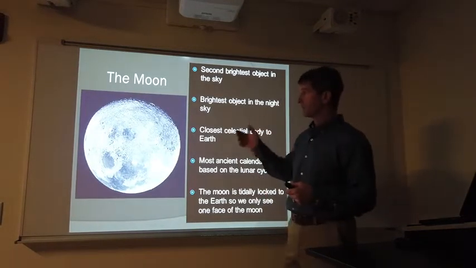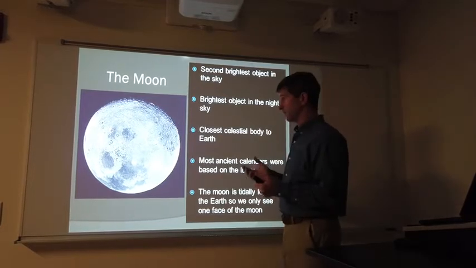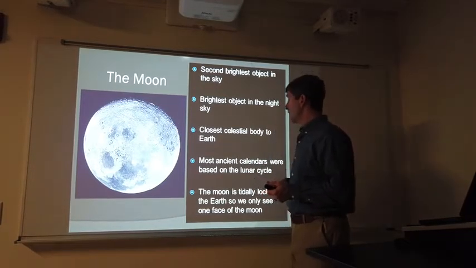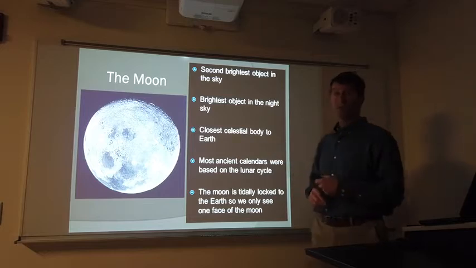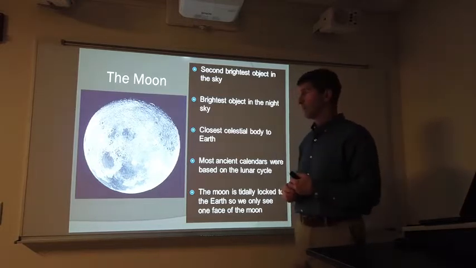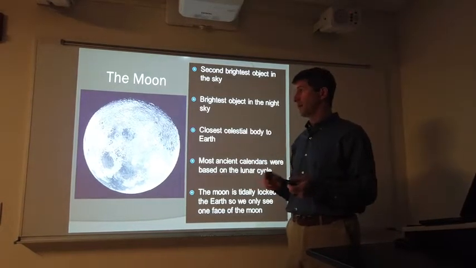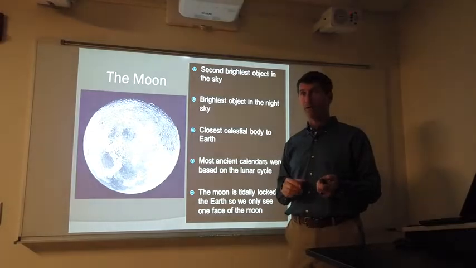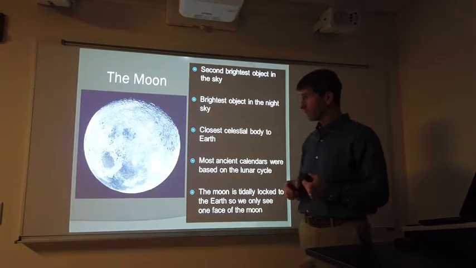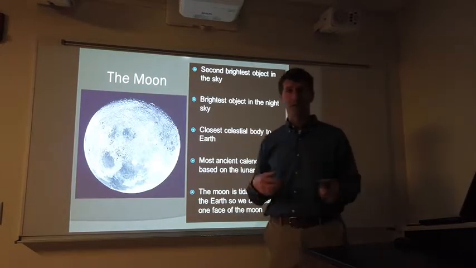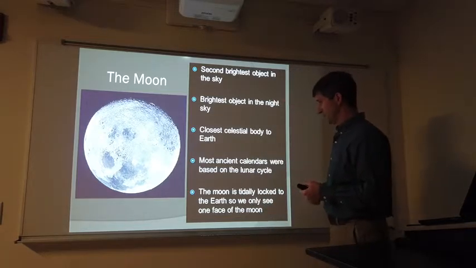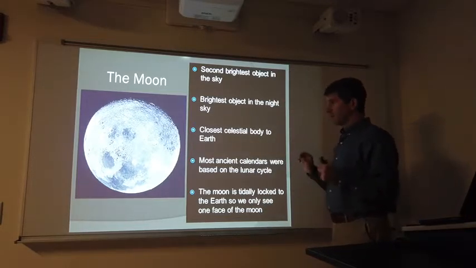Now, looking at the moon, it's the second brightest object in the sky, but of course we know it's not really producing its own light. It's actually reflecting the light from the sun. And it's the closest celestial body to the Earth, by far. Nothing really gets anywhere near as close to us, with the exception of maybe a few meteors and things that enter the atmosphere.